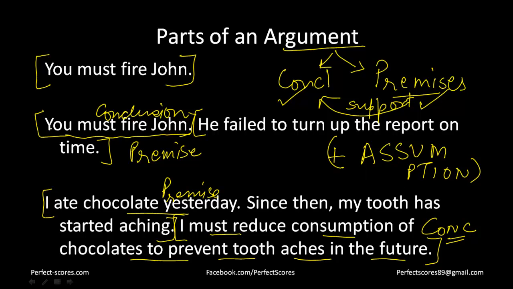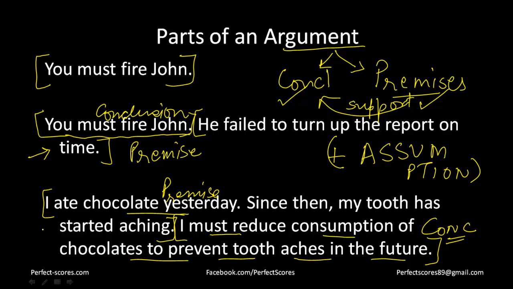For example, in this case, you must fire John. He failed to turn up the report on time. The basic underlying assumption is that if a person does not turn up the report on time, he must be fired. That is why if John did that, he must be fired. So that would be the assumption. Another assumption could be failing to turn up the work is a sole evidence of why you must fire a person. That is enough to get a person fired. So that would also be an assumption.